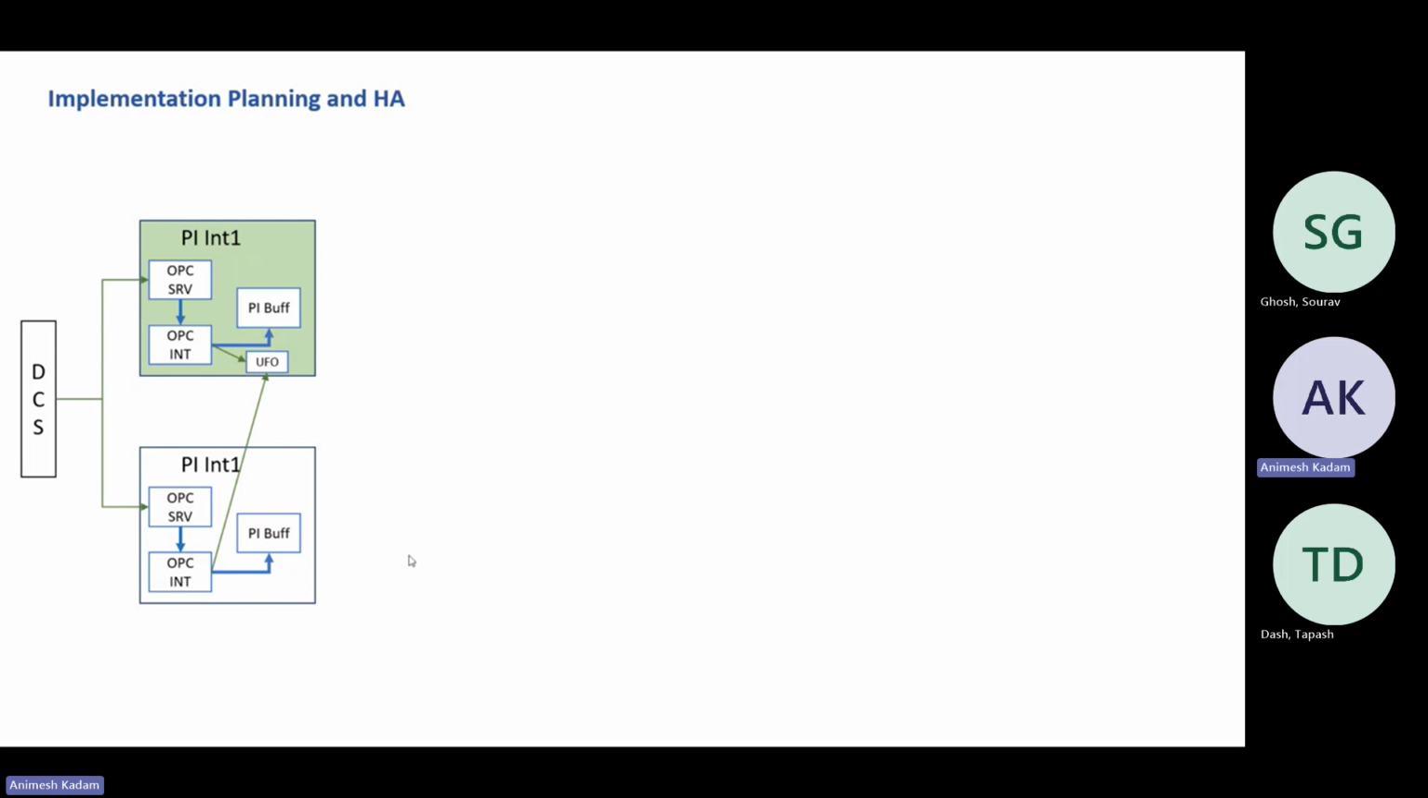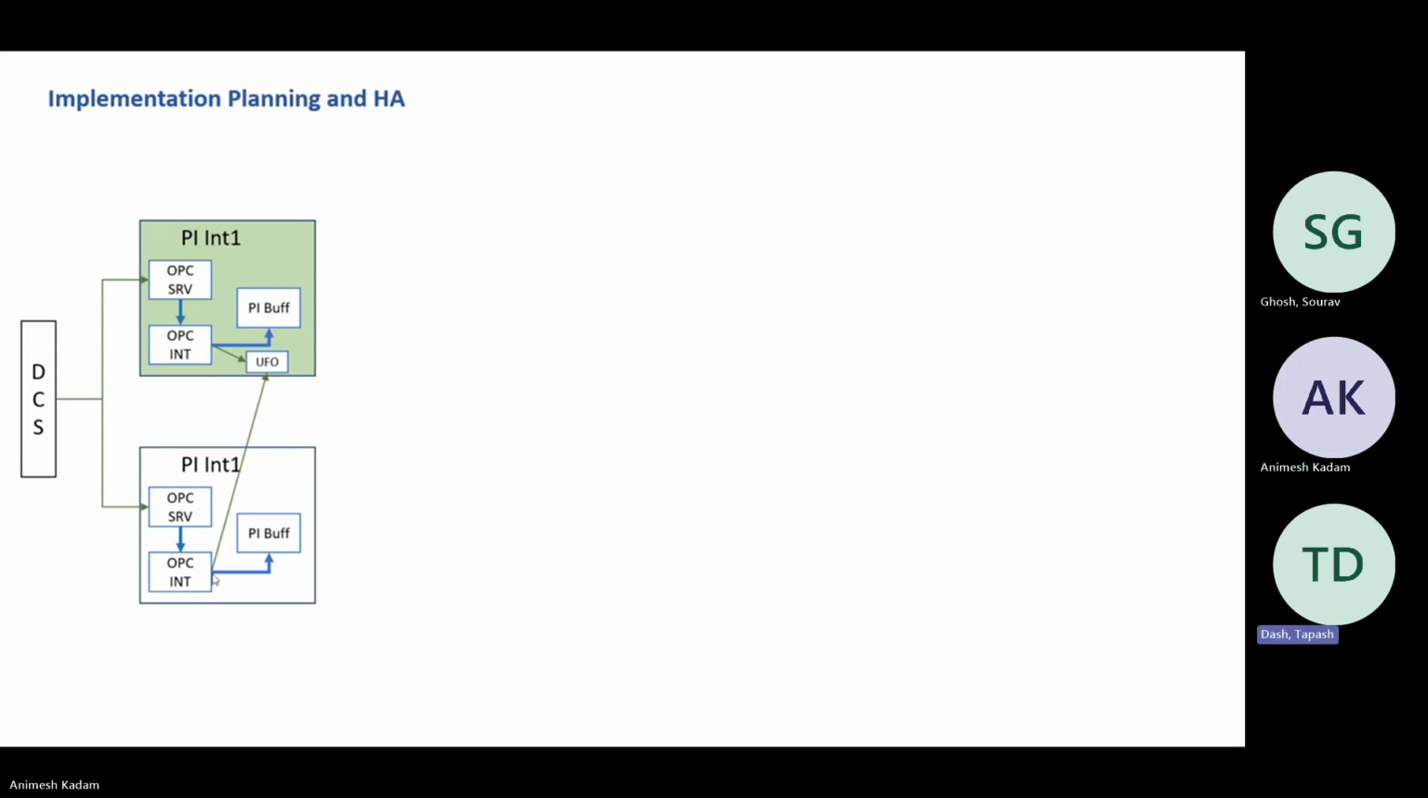Tapash, do you have any questions? Yeah, in this case, what will be the condition of the PI buffer? The PI buffer condition will be the same. The green one is primary for now, which is why I have drawn it in green. It is collecting data from OPC, sending it to the buffer, and then it goes to the PI server. And this one is on standby. It is not sending any data.